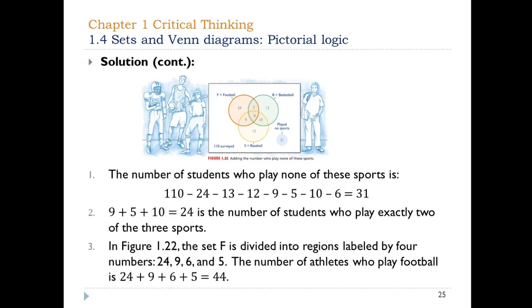The number of students who played exactly 2 sports. These are the people who are in this slice right here, the 5 people here, the people who played football and basketball, the 9 people who played football and baseball, and 10 people who played basketball and baseball. Right, so these people, 24 people, played exactly 2 sports. The number of people who played football are the number of people in the orange circle. So 24 plus 5 plus 6 plus 9, 44 people.